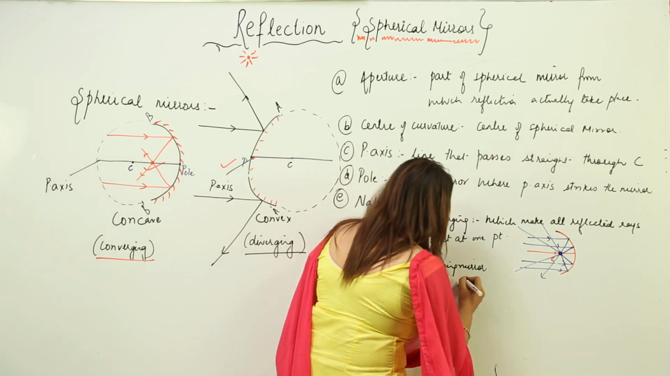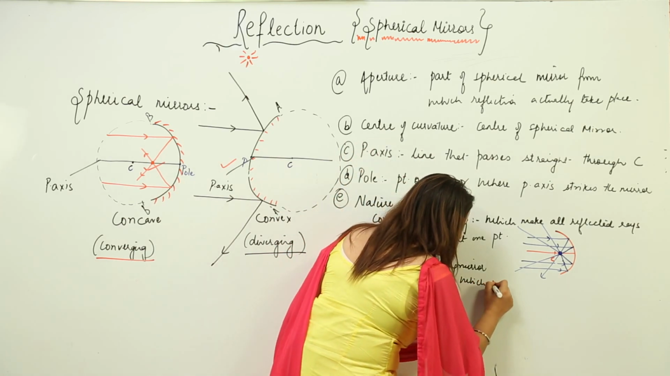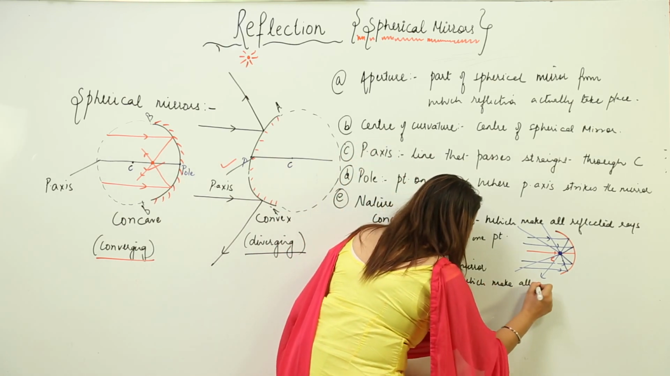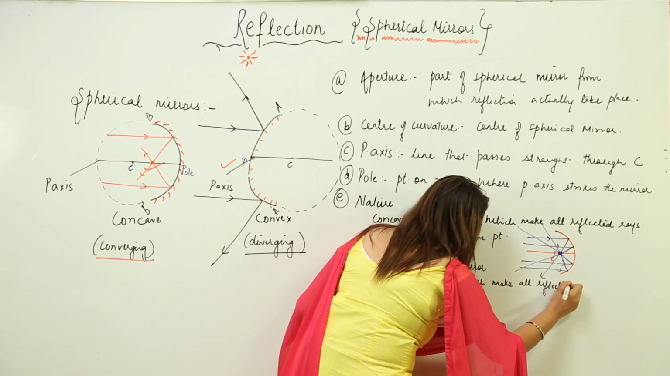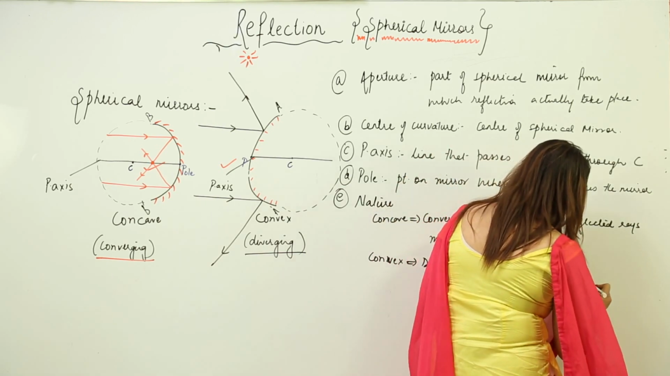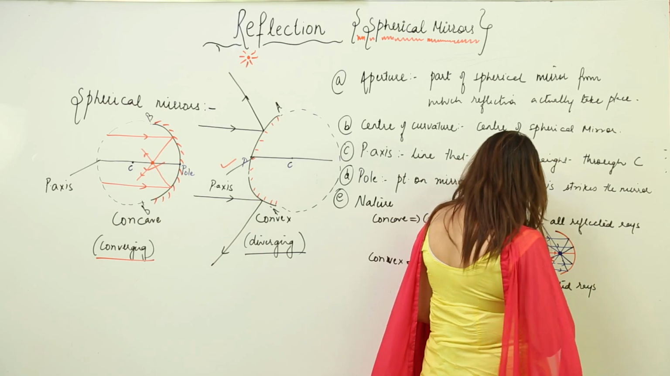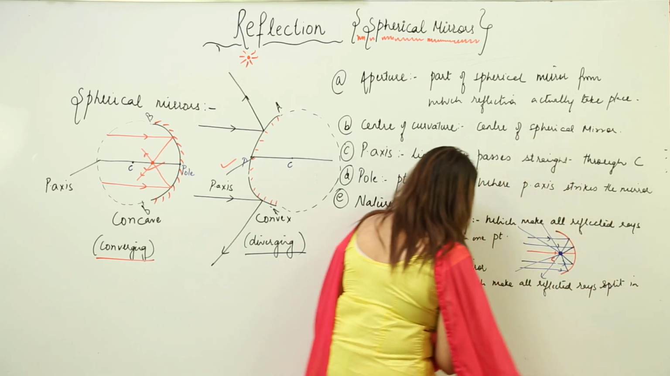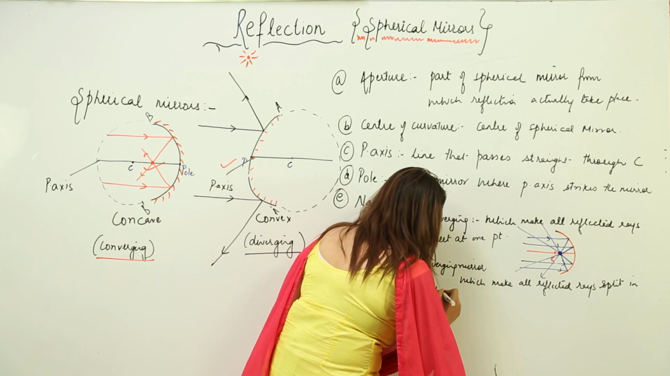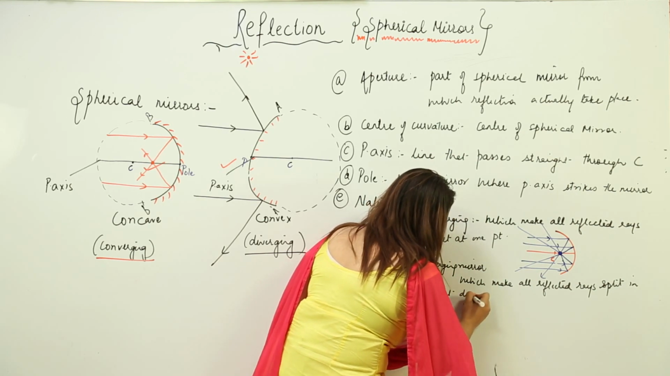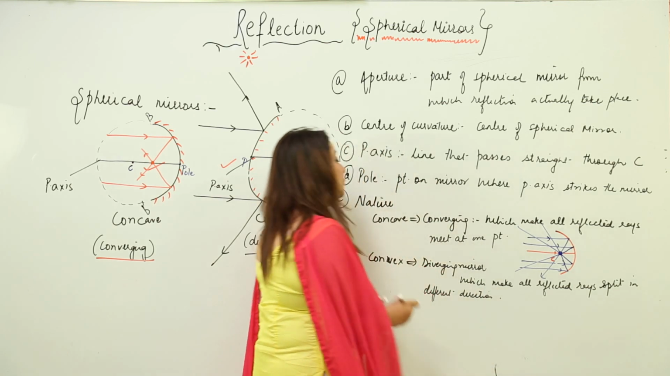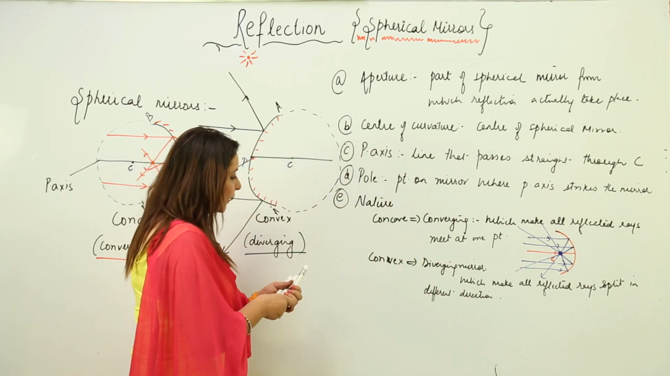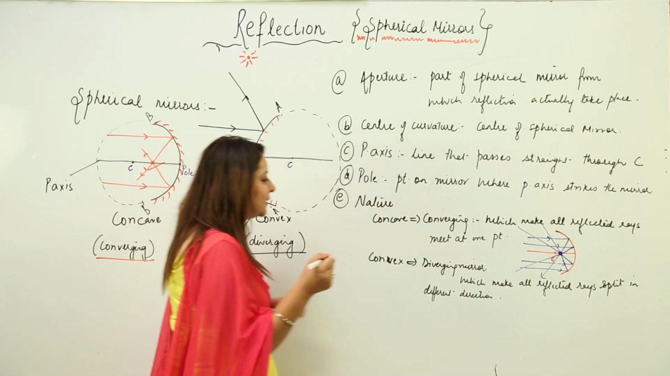So a diverging mirror is one which makes all reflected rays, you need to mention which rays? Reflected rays. Makes all the reflected rays split in different directions. So that means if we talk about nature, concave is converging and convex is diverging.